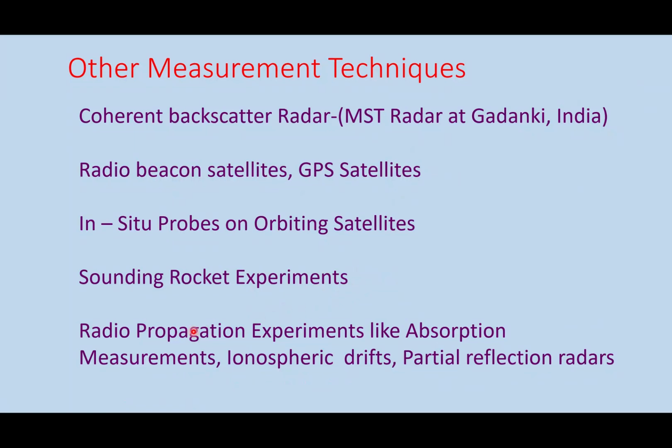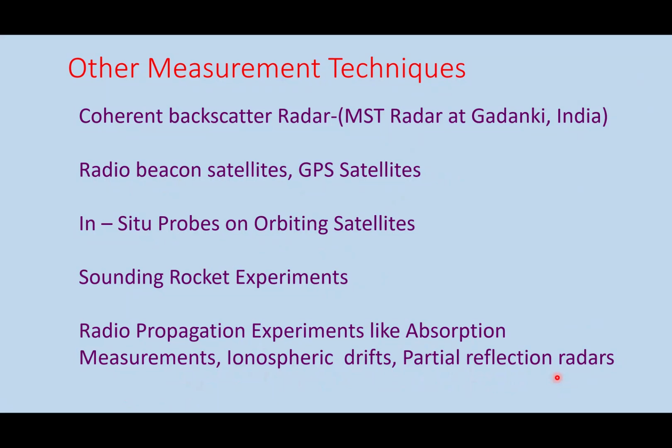There are also other radio propagation experiments like absorption. We said the imaginary part of the refractive index leads to absorption. So that can be used for measuring radio absorption in the ionosphere. Then the drifts, the movement of the ionization in the ionosphere. Then there is, instead of total reflection, partial reflection that occurs in certain conditions. From that, certain measurements can be done. So like that, there are a host of techniques.